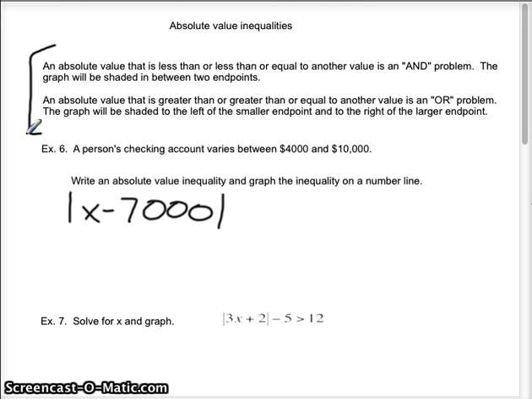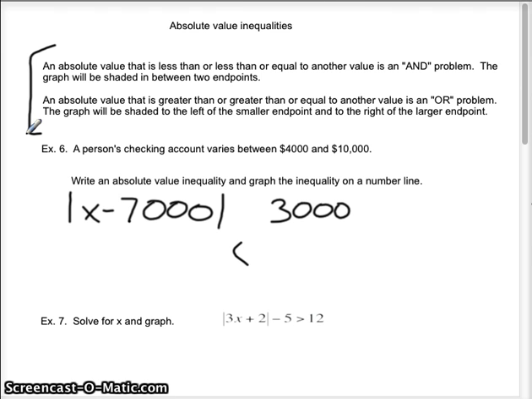So remember, we take that midpoint, we put it inside there. And now, we need to find the distance between that midpoint and each endpoint. Well, that's going to be 3,000. Okay? Now notice, I haven't put a symbol yet. We're going to talk about that. What symbol are we going to get?